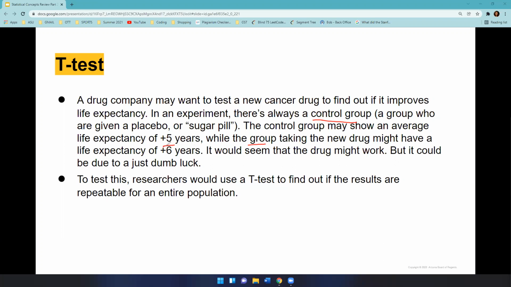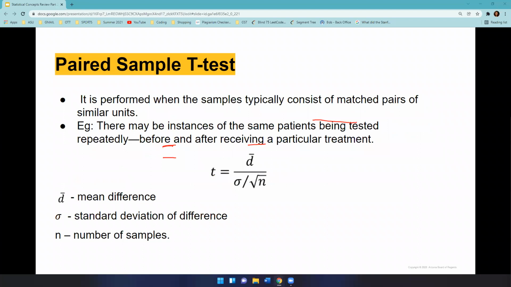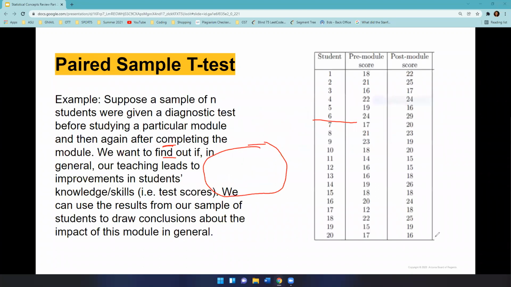And on the control group, we have plus 5 years, and on the testing group, we have plus 6 years. So we'll perform the independent t-test and find out whether the drug is actually significant or it's just some luck. So that is t-test. This is the formula to calculate the t value, the t statistic, where this is like paired sample t-test. I'll just quickly run through an example.